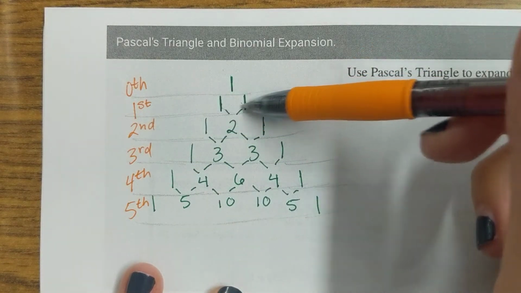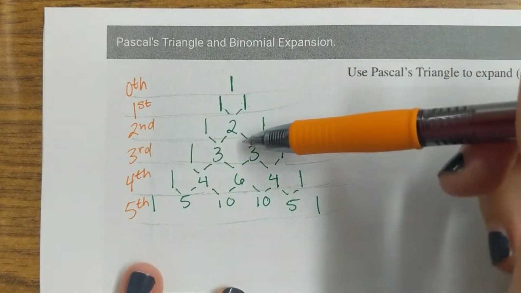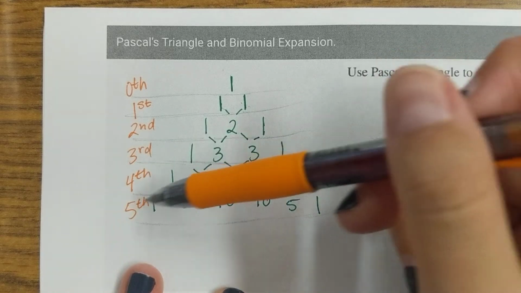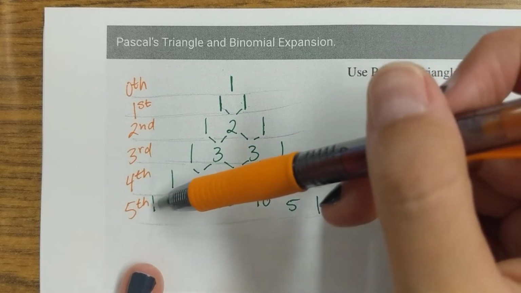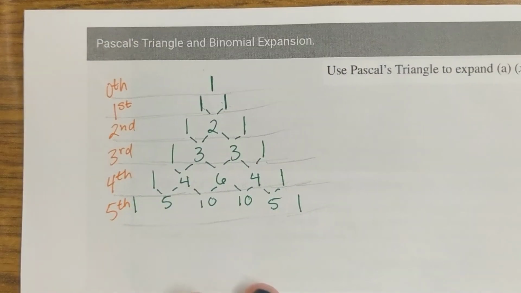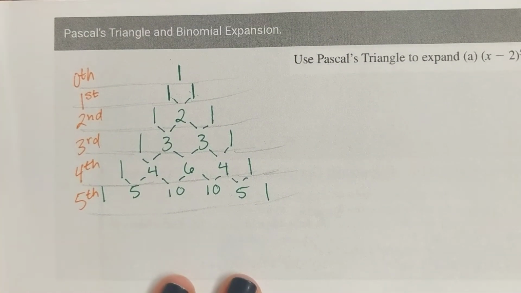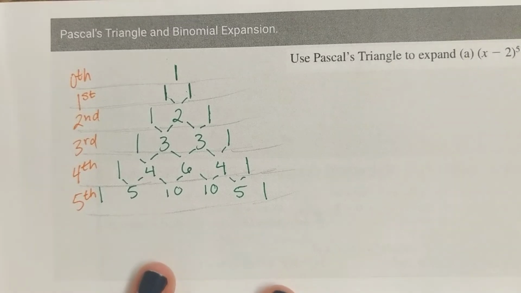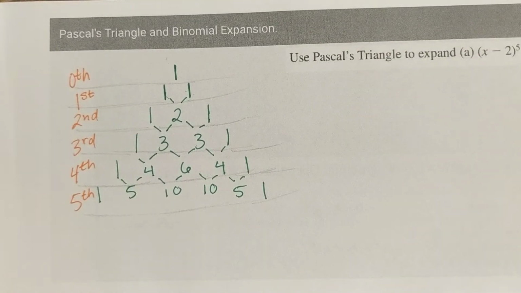The first row has 2 1s. The second row has a 2 in it. The third row has 2 3s. The fourth row has 2 4s. The fifth row has 2 5s. Right, so you can get an idea in your head of what your next level will look like. So this array of numbers is actually used in so many different things, but we're going to use it for something called binomial expansion.